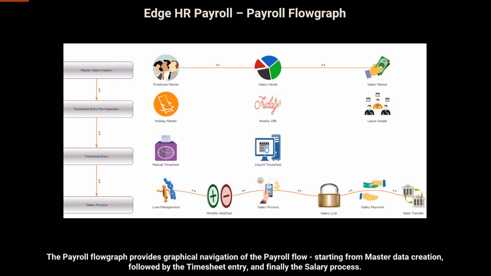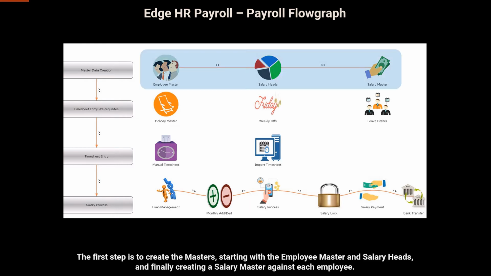The payroll flow graph provides graphical navigation of the payroll flow, starting from master data creation, followed by the timesheet entry, and finally the salary process. The first step is to create the masters, starting with the employee master and salary heads, and finally creating a salary master against each employee.